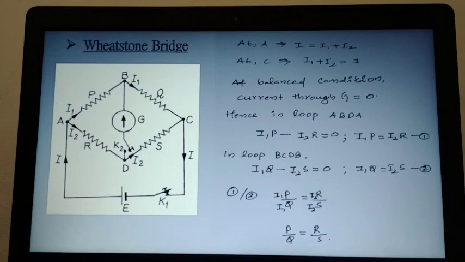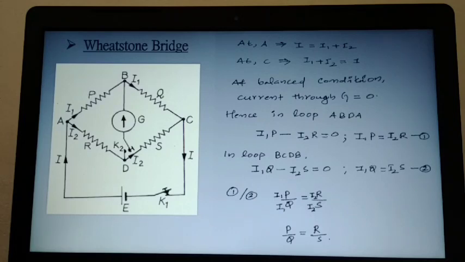I1P is equal to I2R, that you can mark as equation number 1. Then another loop you can consider, BCDB. You are moving from C to B initially, also in the anti-clockwise direction. In C to B, you are moving opposite to I1, so that I1Q term you can take as positive.